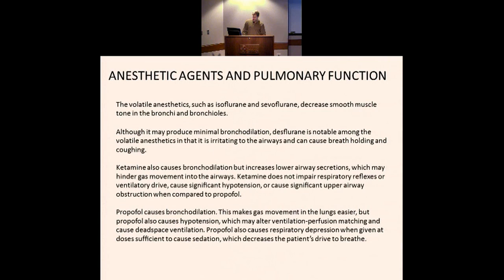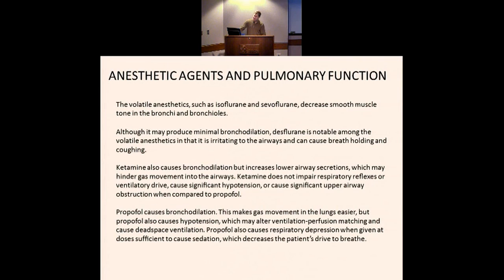Desflurane is the only one different, and that has a special effect. It's very irritating to the respiratory tract. So if we're going to breathe someone down, do a slow induction like that, a straight volatile induction, we would never choose desflurane. I know that probably shows up in some questions there.